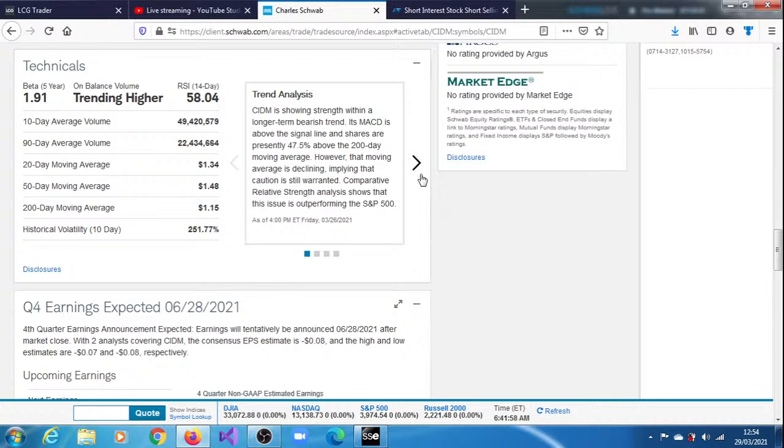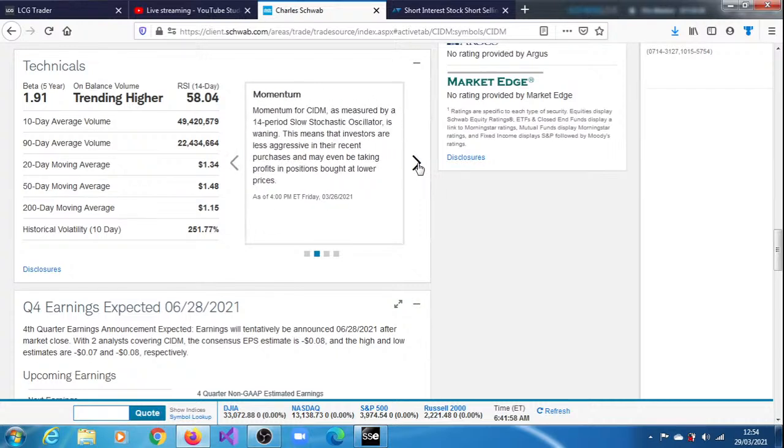Comparative relative strength analysis shows it's outperforming the S&P 500. So it will always be that caution is still warranted, because over the last 200 days it still hasn't overcome its past woes, its past bearish record. So that's what it's just saying.